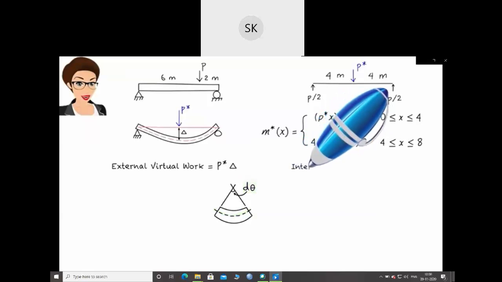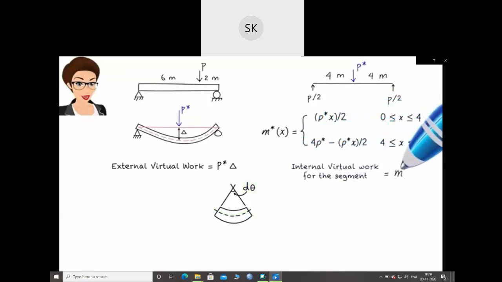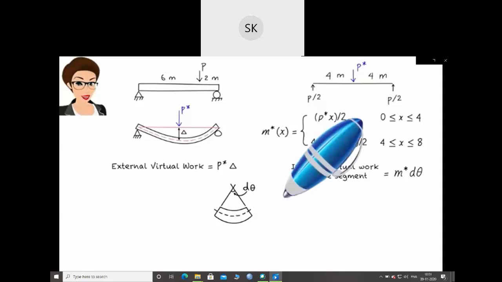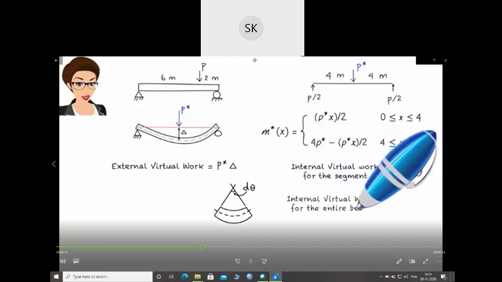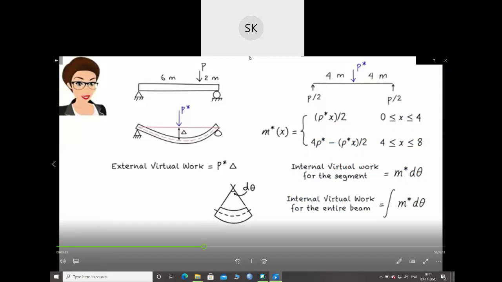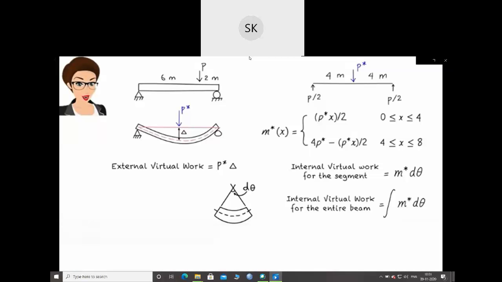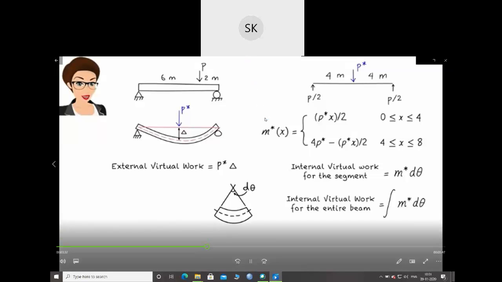So, internal virtual work in the segment can be written as m star times d theta. To determine internal virtual work for the entire beam, we need to integrate the expression over the entire length of the beam, like this. But before we can use this equation to calculate internal virtual work, we need to express d theta in terms of dx, since m star is a function of x.